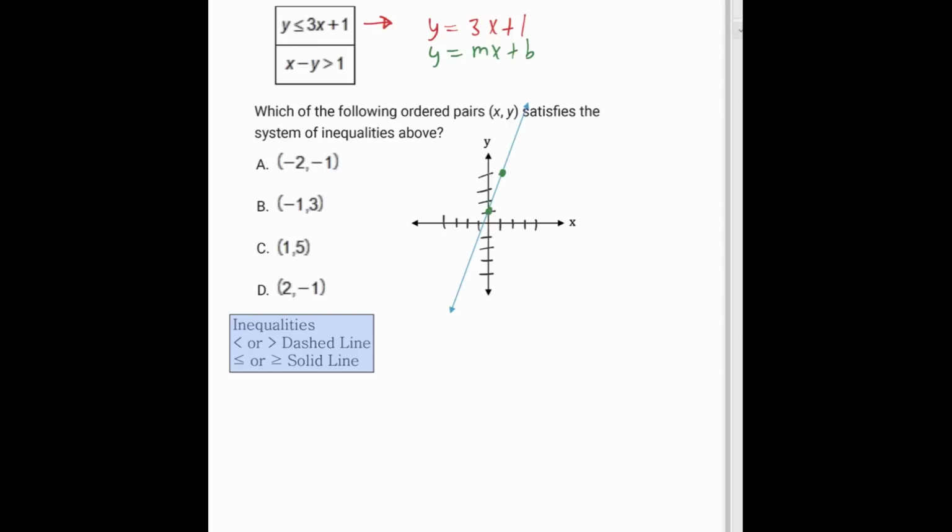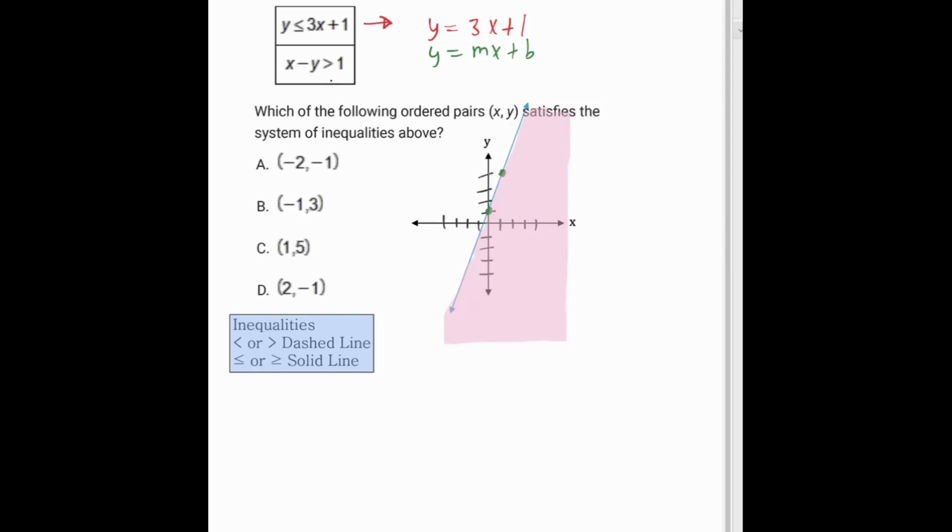Now, it's less than, which means we're thinking of values that are less than this. In other words, lower than this. So less than would mean to shade below, and greater than would mean to shade above. So let's do that. Let's shade below this line. And that's our shaded region right there for the first inequality.